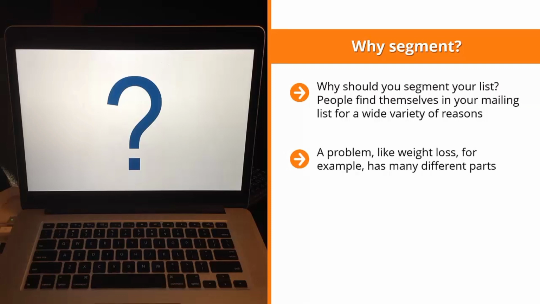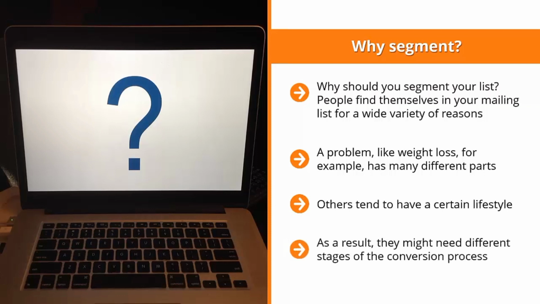Maybe some people are struggling with weight loss because of their metabolic rate. Other people simply eat a lot and have impulse control problems. Others tend to have a certain lifestyle. Whatever the case may be, these people agree on the common problem of weight loss. However, they may have different sub-problems they need addressed. As a result, they might need different stages of the conversion process. Some may need more information before they commit to buying a product. Others are already clear on the solution, but they just need a recommendation they can trust.